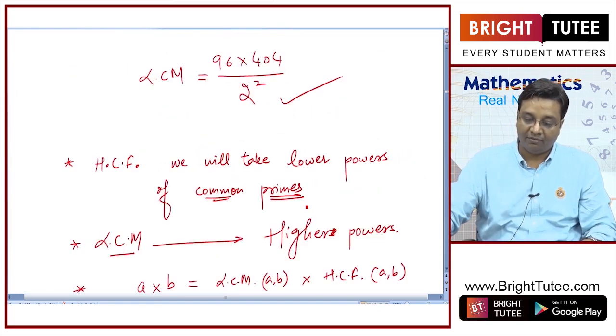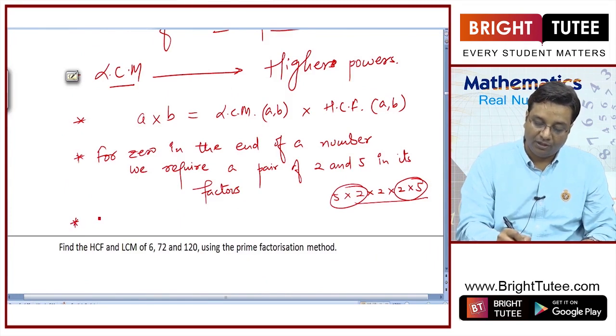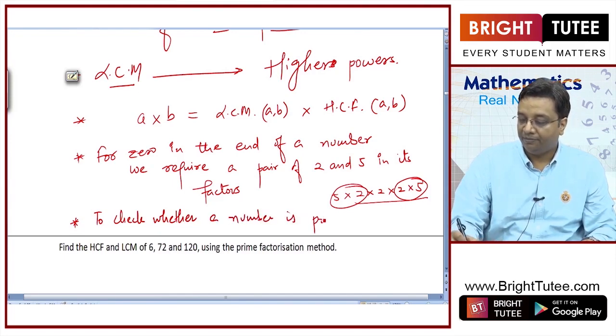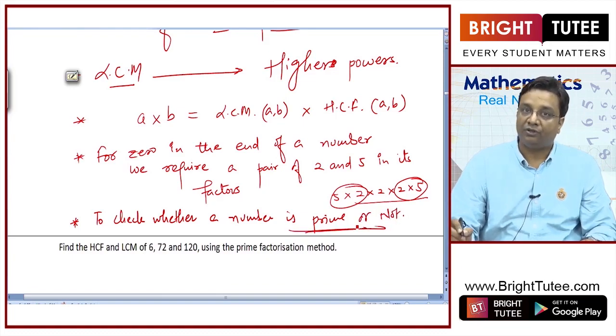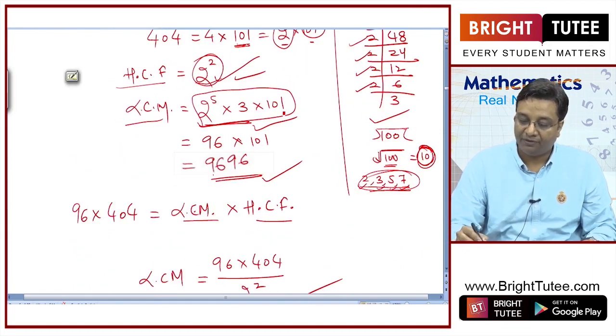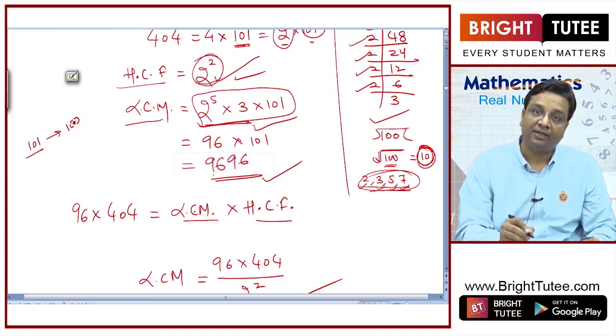And to check whether a number is prime or not, let's write it here. To check whether a number is prime or not, what was the algorithm? We will go for the nearest perfect square of that number. Let us say we are checking for 101. So what is the nearest perfect square? It is 100, right? We will take its square root. What is its square root?